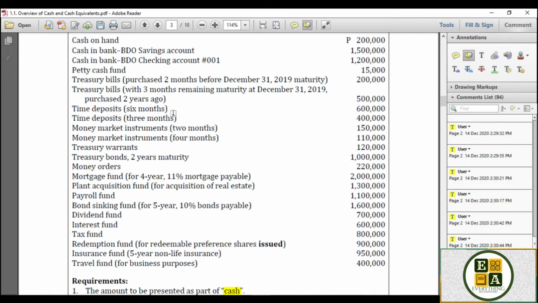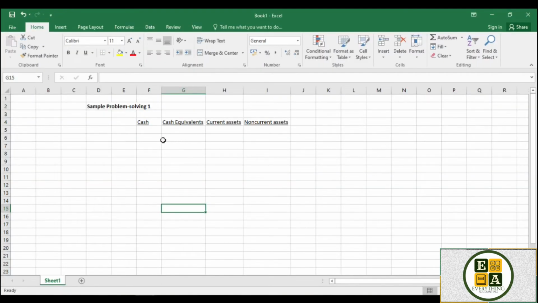Okay. So for cash on hand, ito yung 200,000 na yan, automatic yan as part of cash na tawag nito, cash na column or na classification. So under cash, we have 200,000 dito. Since cash is also current asset, papasok siya as current asset. Okay?